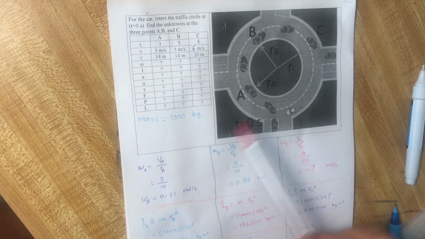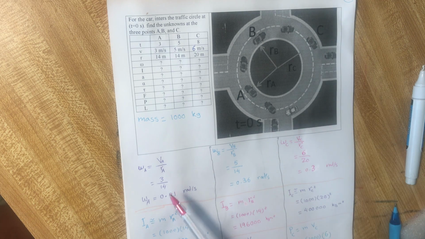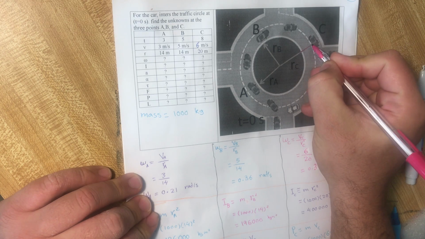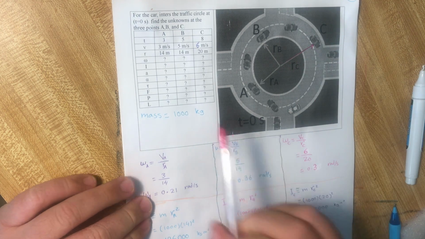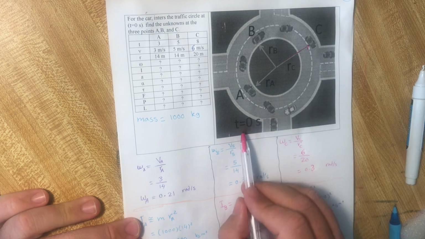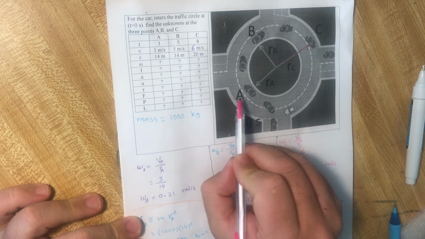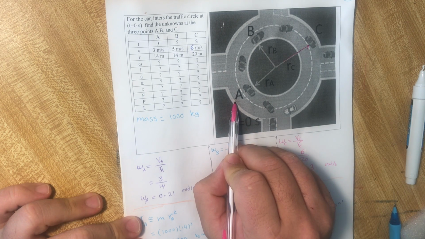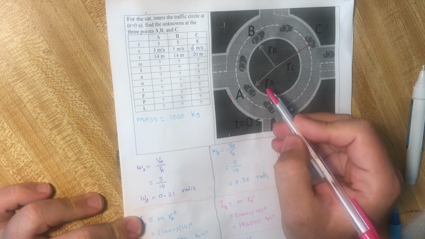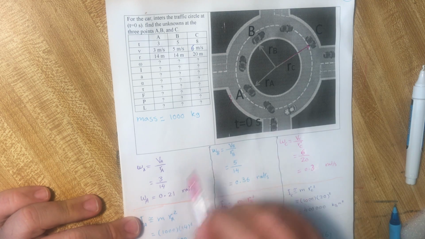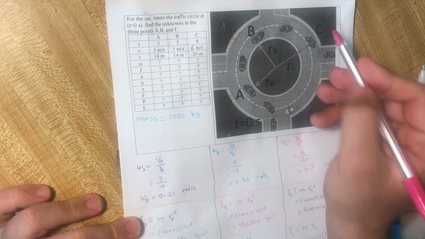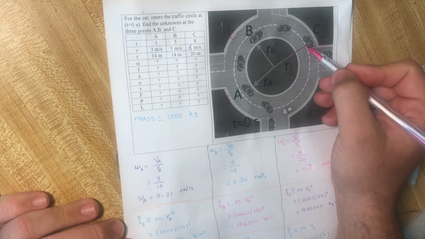We have 3 positions at A and B and C. We have RA is equal to RB, but they are not equal to RC. The car entered the circle at t equal to 0. But at the point A, the time was 3 seconds. After 3 seconds, the car passes at B. At t equal 5, the car was at B. At t equal 8, the car was at C.